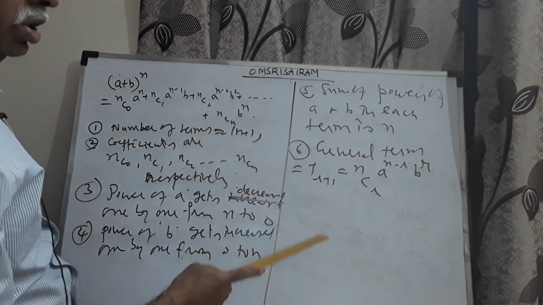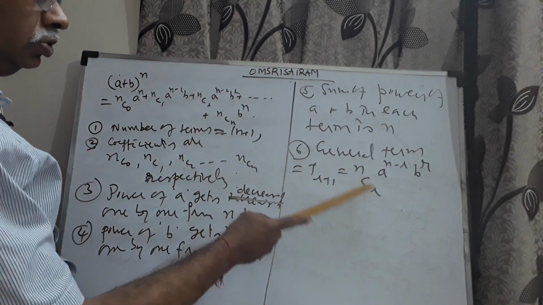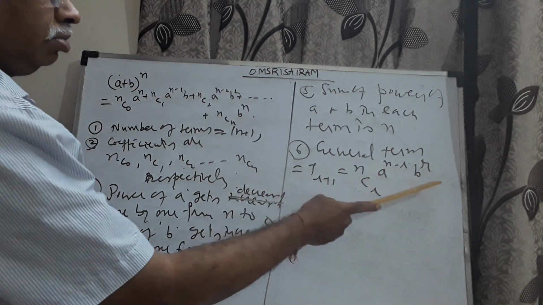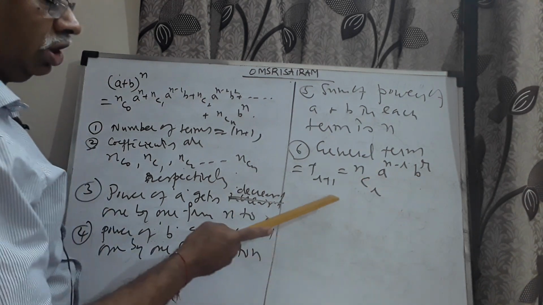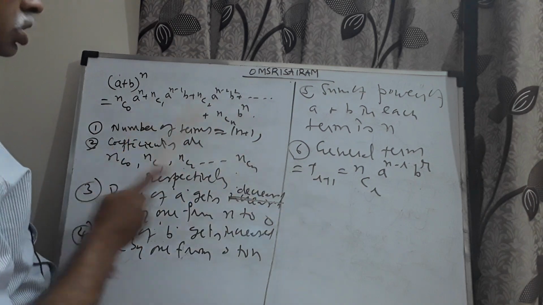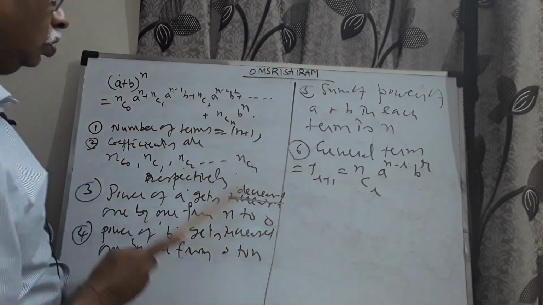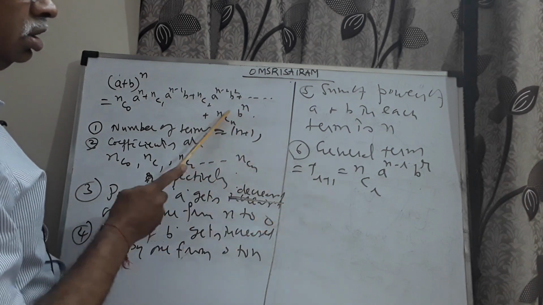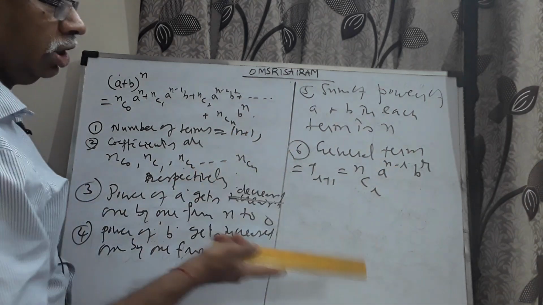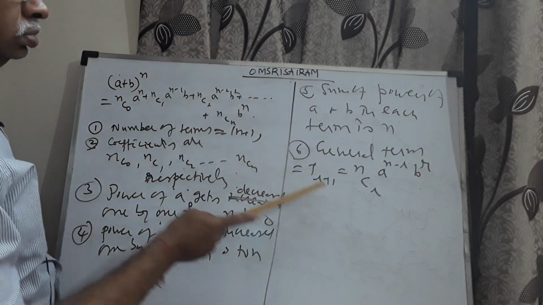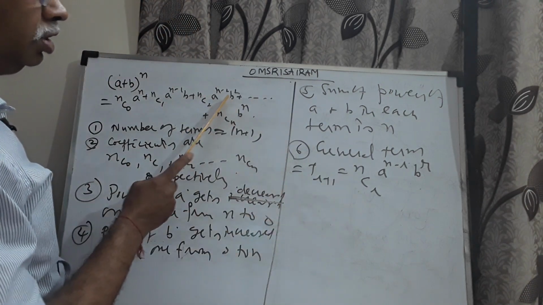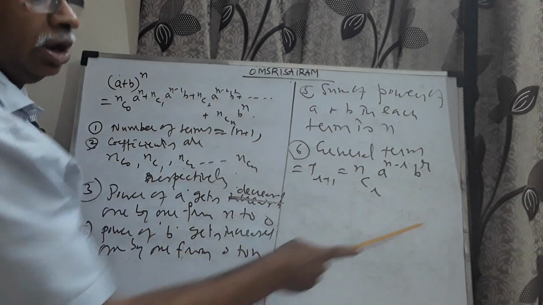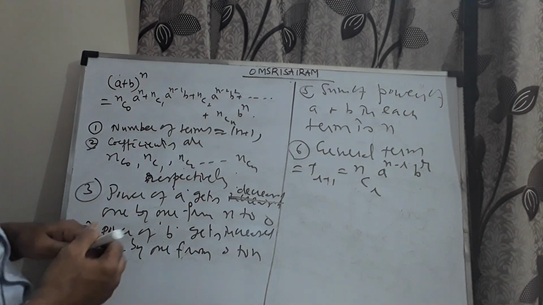And general term here is given by T(r+1) = nCr a^(n-r) b^r. You can check. For the first term r is 0, nC0 a^n, b^0. For the last term r is n, nCn a^0, b^n. For the third term r is 2, nC2 a^(n-2), b^2. So nCr a^(n-r) b^r is the general term.